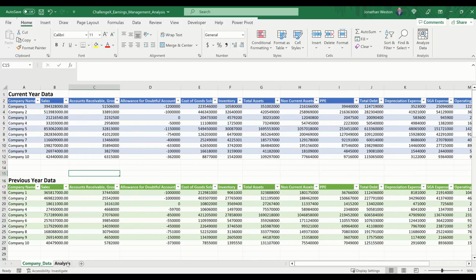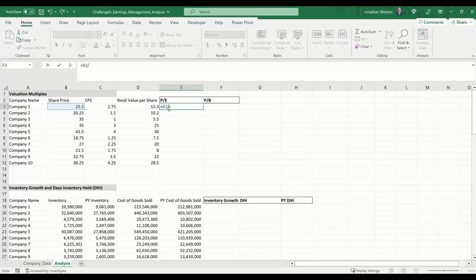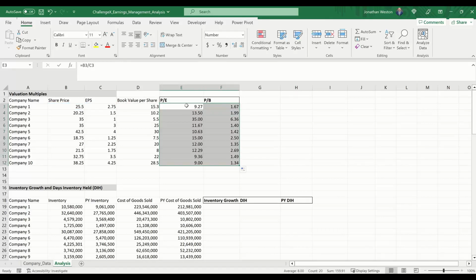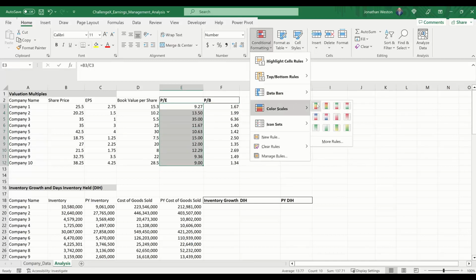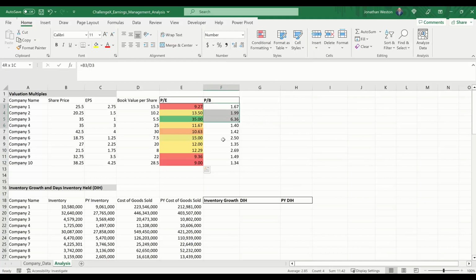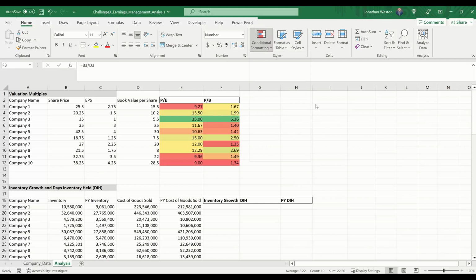The second tab, analysis, is where we will conduct them. So starting off with valuation multiples, this is just the share price divided by the earnings per share. And then price to book is the share price divided by the book value per share. And then drag that down. And we will then apply conditional formatting, the color scale, green, yellow, red. We do each column differently because they're on different scales. So here we see that company 3 stands out with having a very high valuation compared to the other 9 companies.